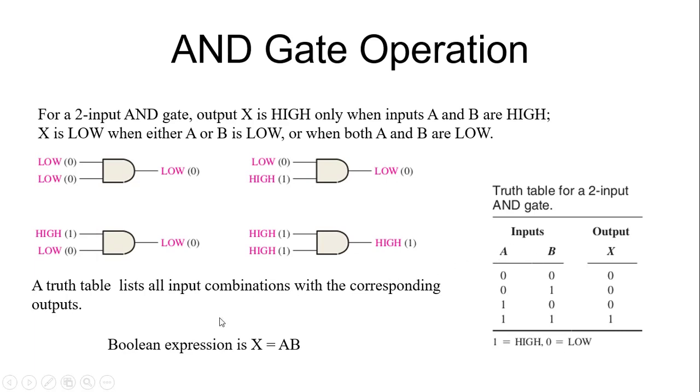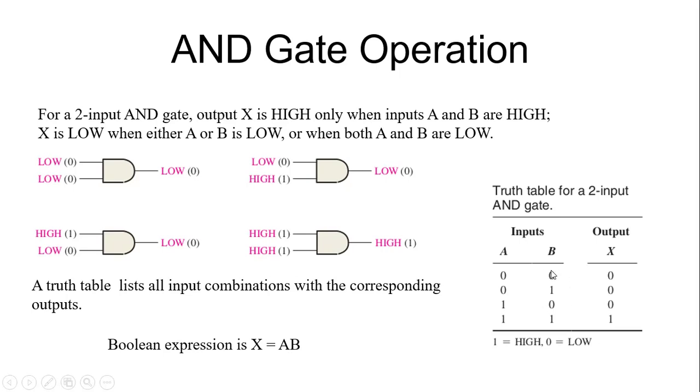This is what a truth table is. A truth table lists all input combinations with corresponding outputs. So look, this is a truth table. This is input A, input B, and we have 2 inputs. So we have 4 possible combinations: 0 0, 0 1, 1 0, and 1 1. When both the inputs are 0, the output is 0. When input A is 0, input B is 1, the output is 0. When input A is 1, input B is 0, the output is 0. When both input A and input B are 1, the output is 1. So this is the truth table.